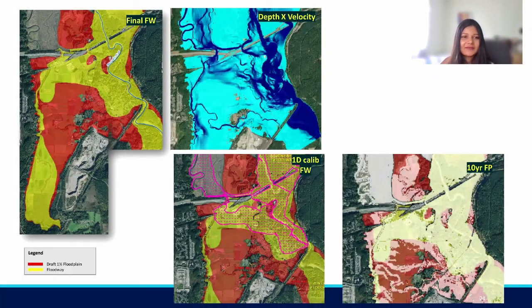The final slide I have, you can see how our final 2D mud floodway compares to the depth velocities, which represent the high-risk areas, and our 2D floodway captures that very well. And I have the comparison to the 1D calibrated floodway. Our 2D floodway is definitely wider, but it was a good place to start. It was not completely something that we threw out, but it was a good place to start.